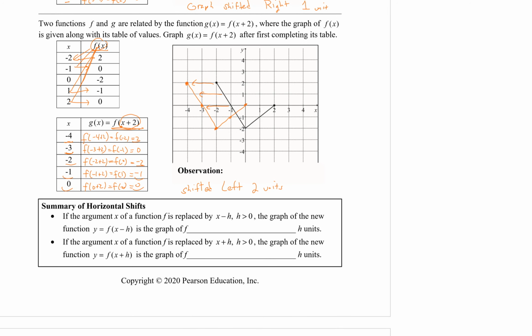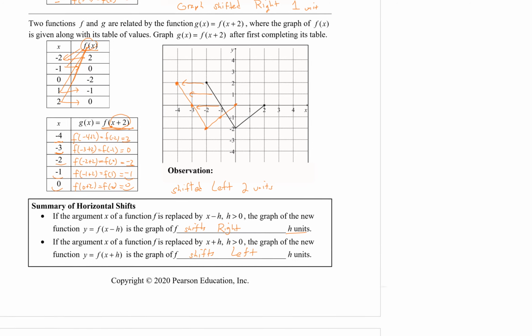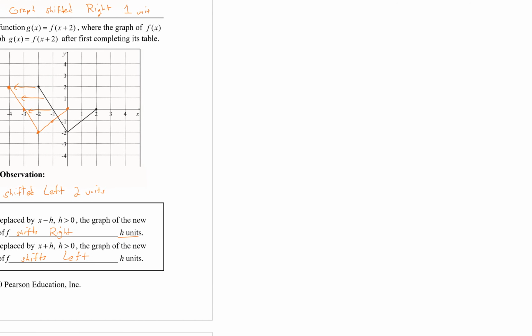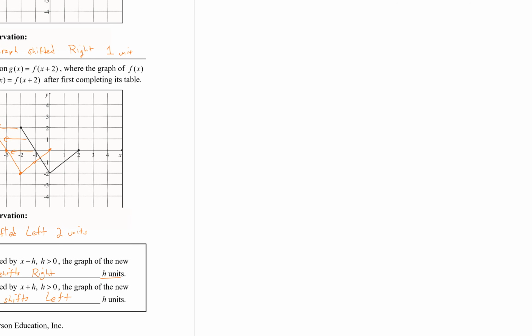When you subtract a number from x, the graph actually shifts right h units. But if I add a number to the x, it shifts left h units. I'm going to give you plenty of examples now so that it can really drive the concept. Just make sure you don't have any confusion here.